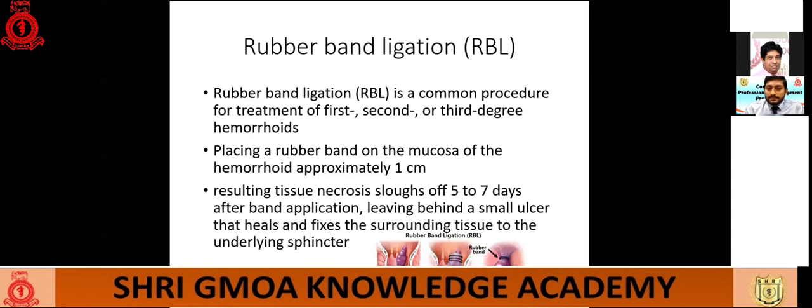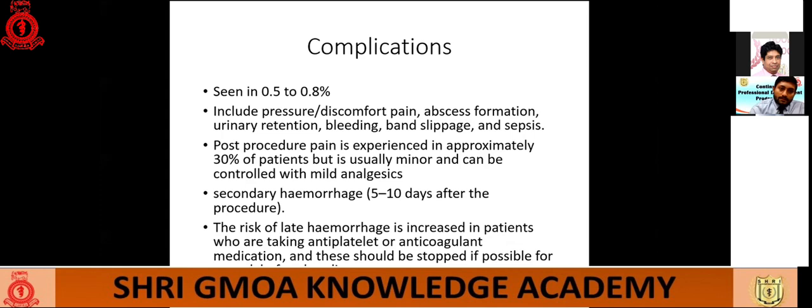We can place rubber bands, but we have to be very careful when we are placing them. If you place them near the dentate line, patients can get severe pain, and you have to remove the rubber band that you put. The other problem with RBL is that they can get delayed bleeding after 5 to 7 days once the hemorrhoid sloughs off. There are not many complications. Complications are very rare, about 0.5 to 0.8% in RBL.